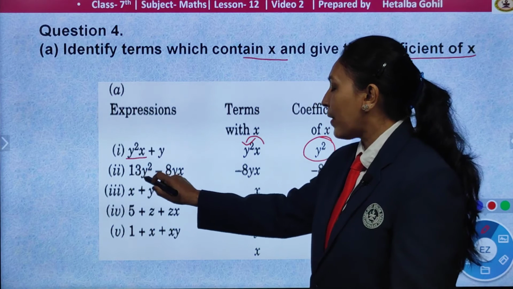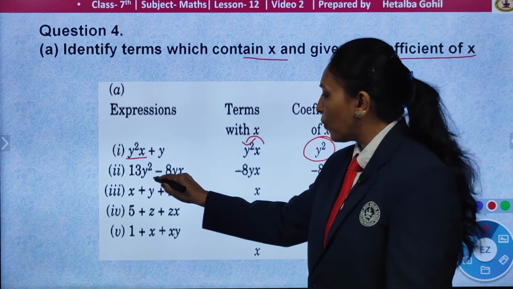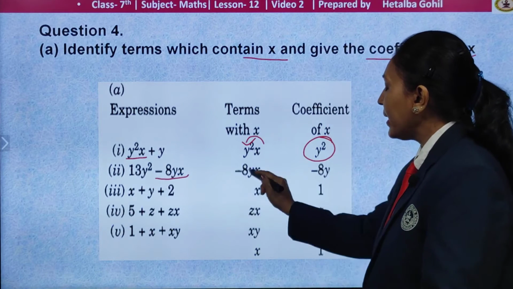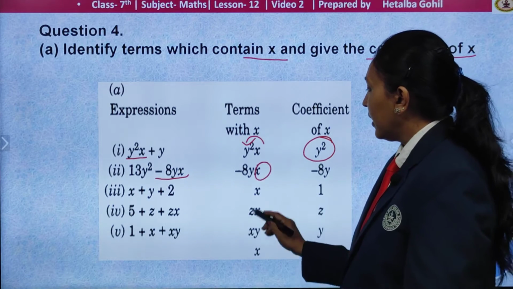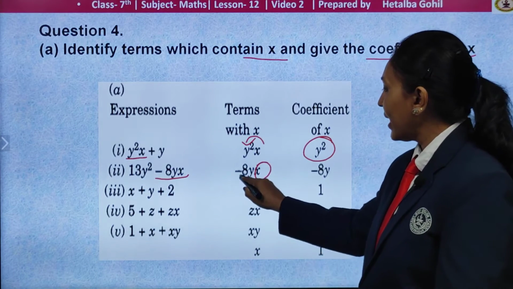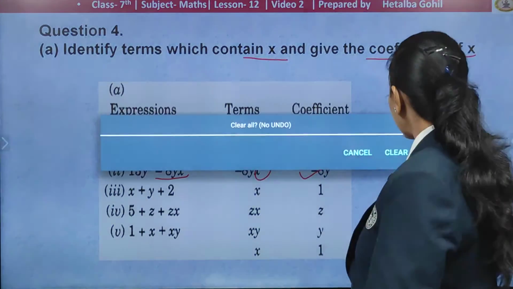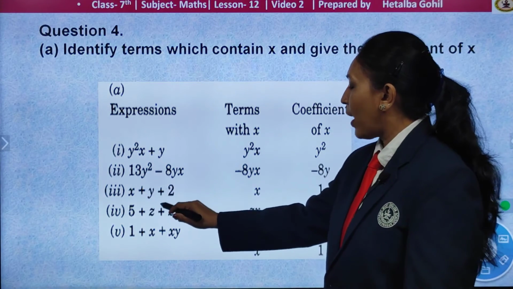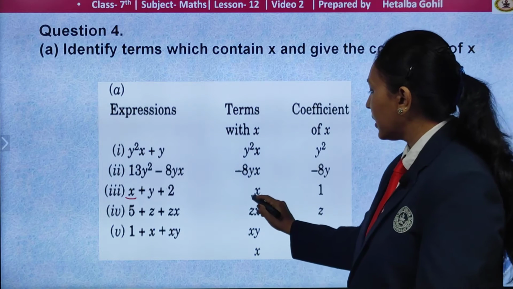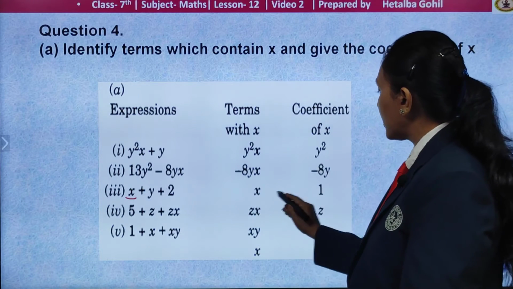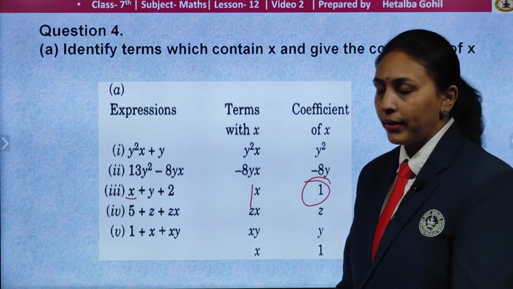Similarly, 13y square minus 8yx. Here there is no x in the first term, so the only term we have is minus 8yx. Now, what is the coefficient of x here? The remaining two factors, that is minus 8y, is the coefficient of x over here. Then x plus y plus 2. Only x is here in one term. So x here is a term, and as there is no number, we take the coefficient as 1. The answer will be 1.